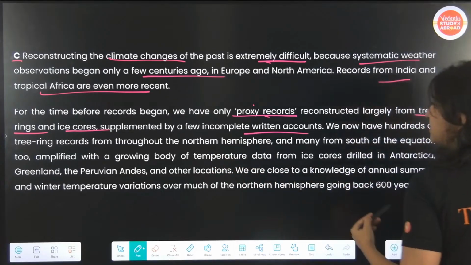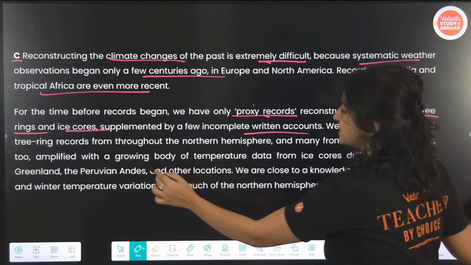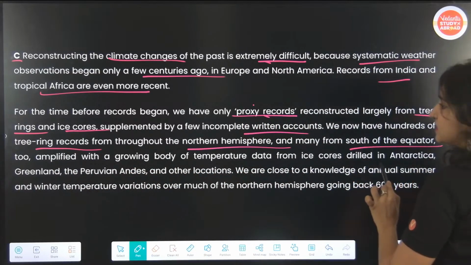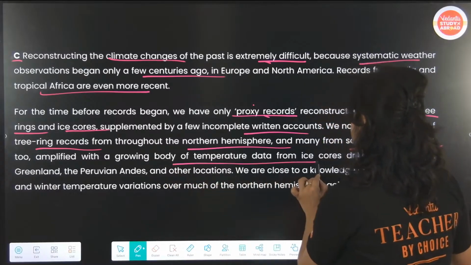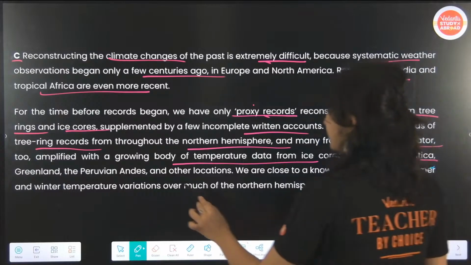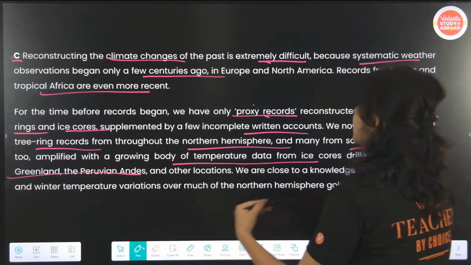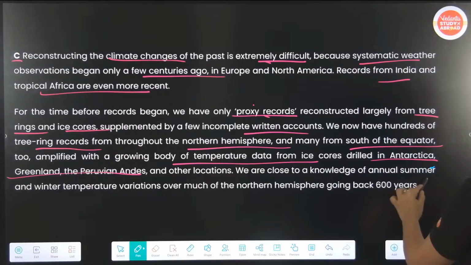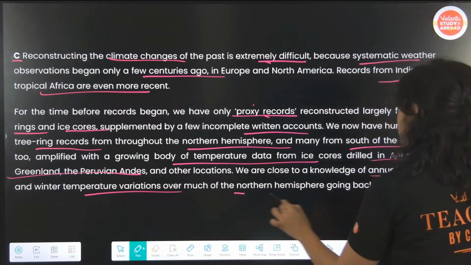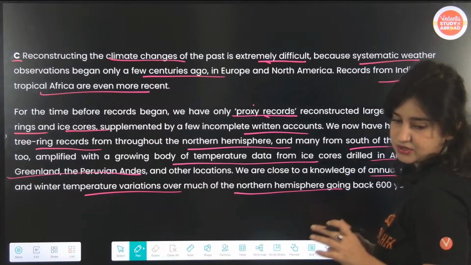We now have hundreds of tree ring records from throughout the northern hemisphere and many from south of the equator, too, amplified with a growing body of temperature data from ice cores drilled in Antarctica, Greenland, and Peruvian Andes and other locations. We are close to a knowledge of annual summer and winter temperature variations over much of the northern hemisphere going back 600 years.